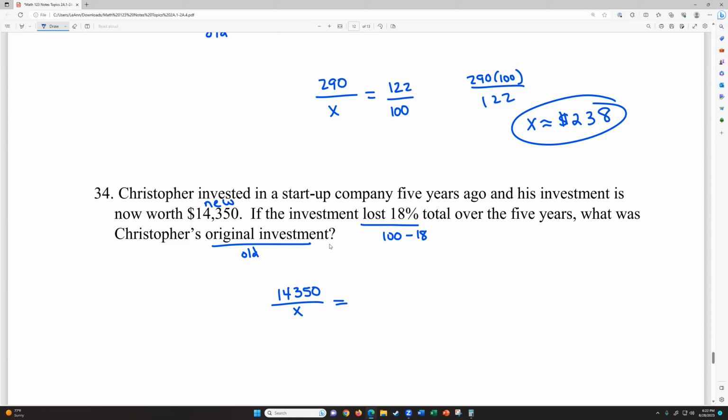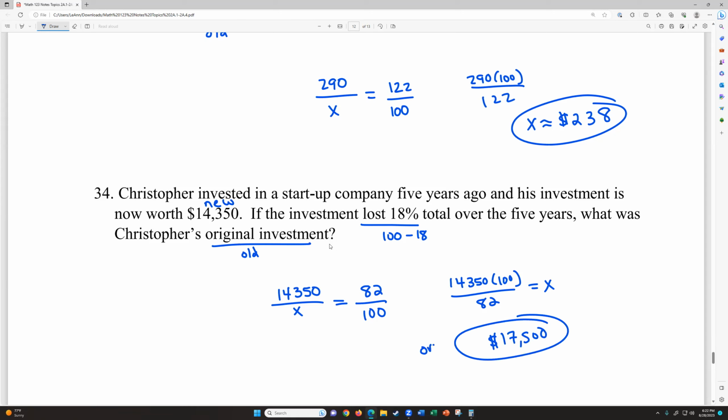So 100 minus 18 is 82 out of 100. So 14,350 times 100 divided by 82. And this comes out to a nice even number. It's 17,500. So that's what his original investment was before he lost the 18% over the 5 years.